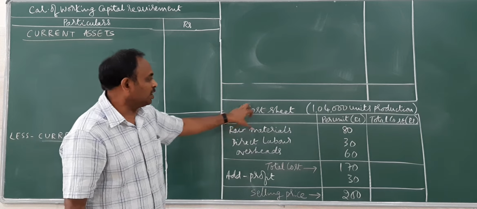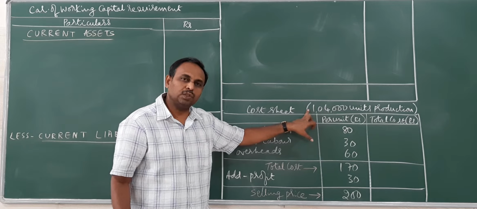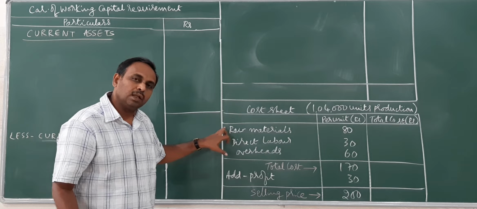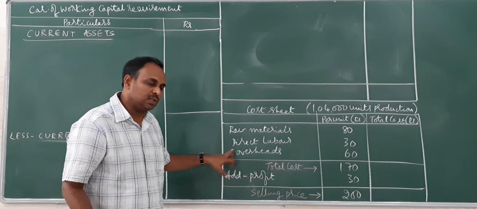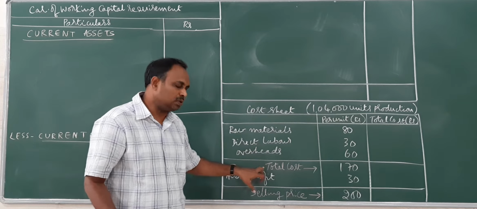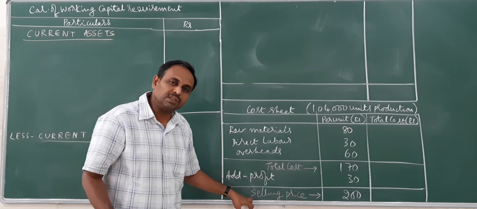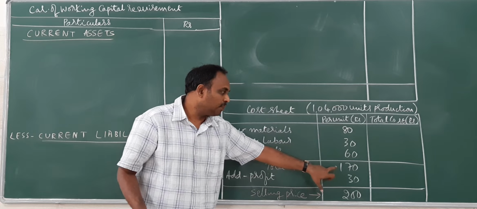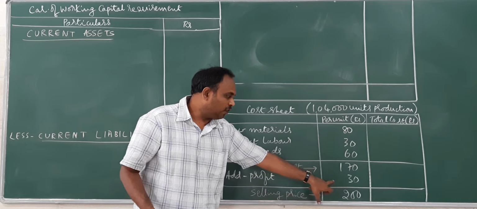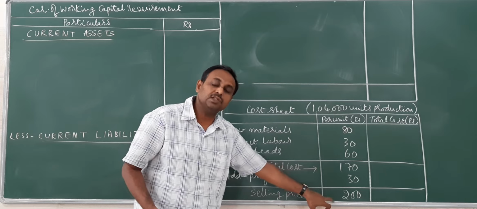You can look at the cost sheet. I have given here 1,04,000 units of production. I have given the materials expenses, direct labor expenses, overhead expenses, which will add to the total cost, then add profit, that becomes a selling price. You can see here per unit given 80, 30, 60. If you add, 170, profit is 30, the total selling price is 200.